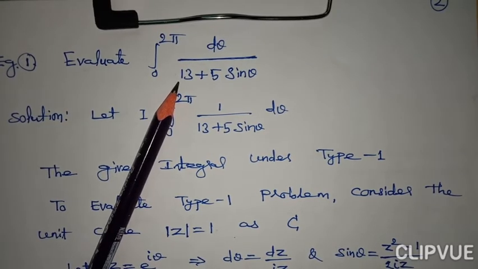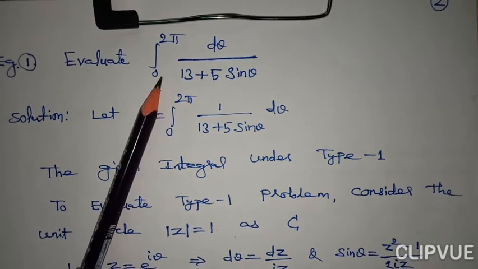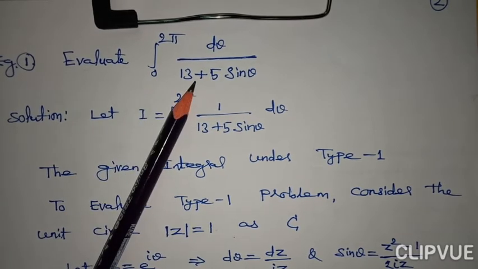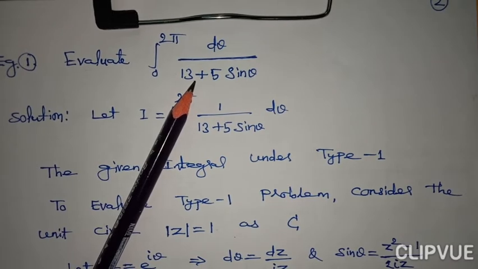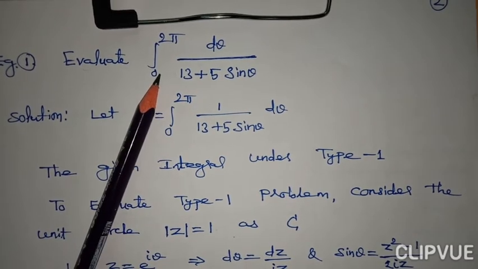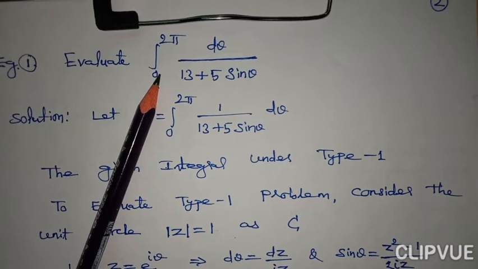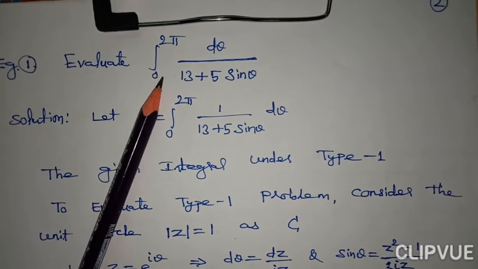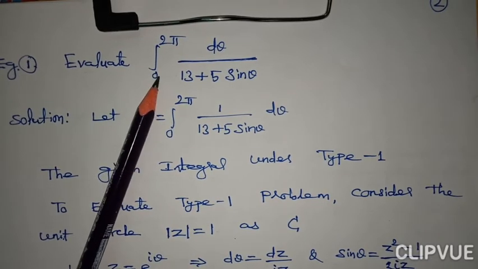Yes, as you guessed, it is under type 1. Why is it under type 1? Your limit is 0 to 2 pi and the integrand is a function of sin theta or cos theta, which means a type 1 problem. It is not necessarily 0 to 2 pi; sometimes they give 0 to pi. If they give 0 to pi, you need to convert it by using properties of definite integral.